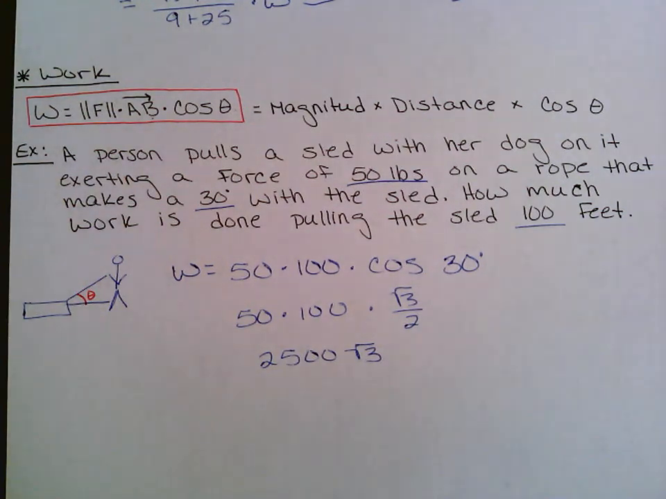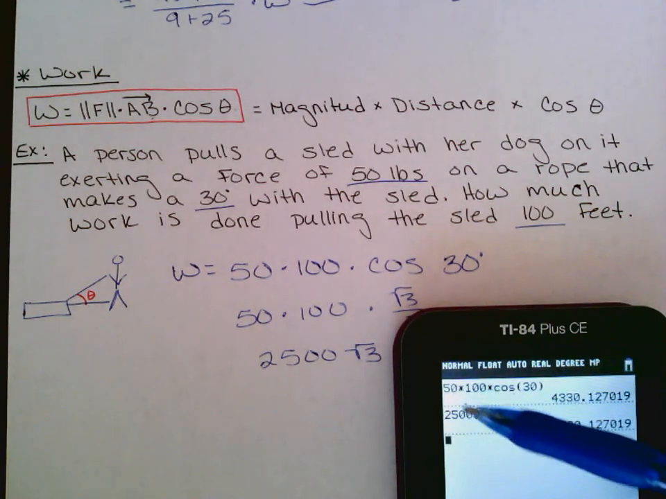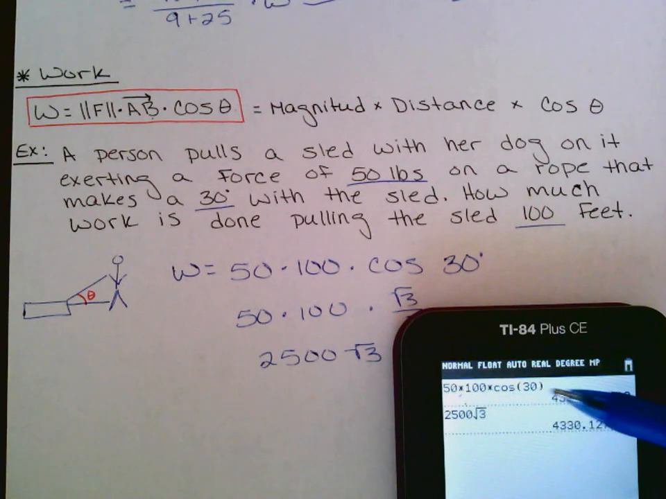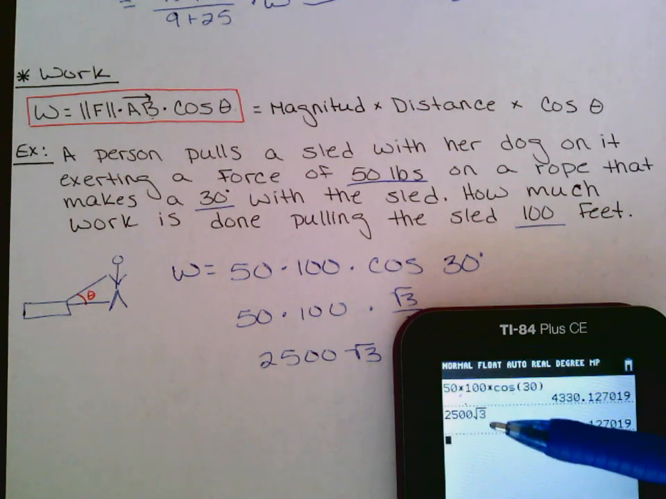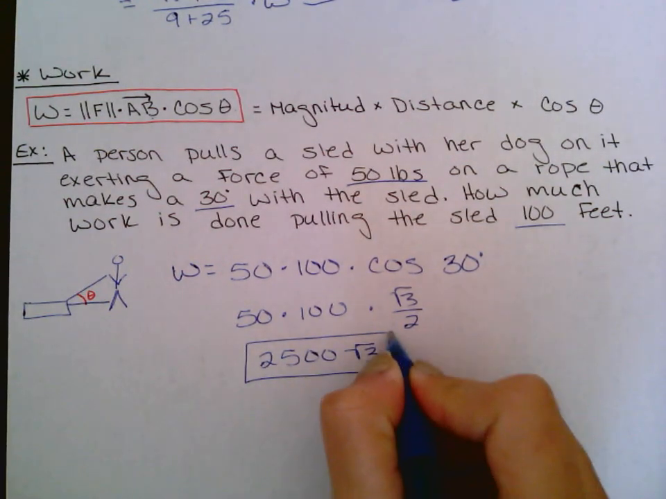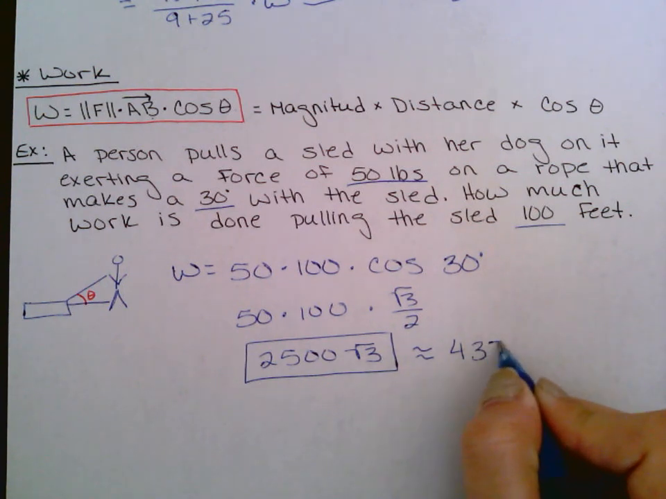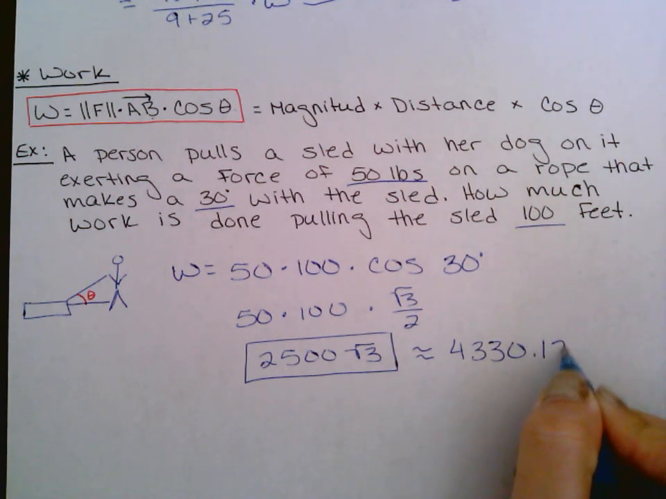If you are in trig, I would let you put this in your calculator, okay? Now, in your calculator, 50 times 100 times cosine of 30 gives you 4,330.12. And then to double check what we did if we were in pre-calc, that 2,500 radical 3 would give you the same exact answer, okay? So again, this is an answer I expect more in my pre-calc class here. But for my trig, it's okay if you put 4,330.12.